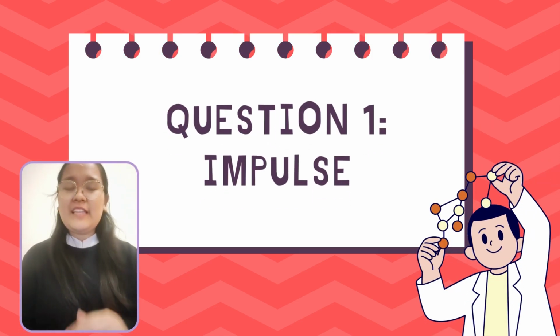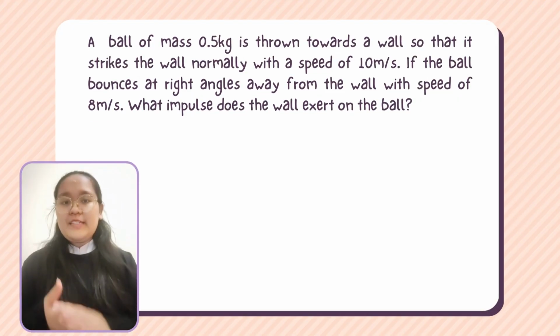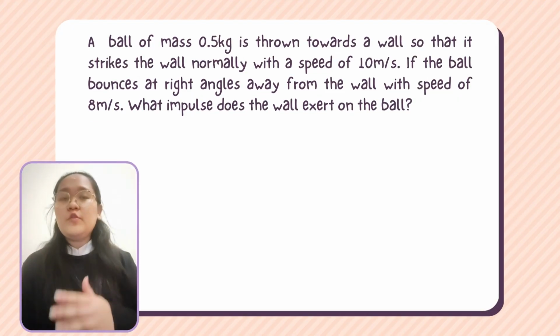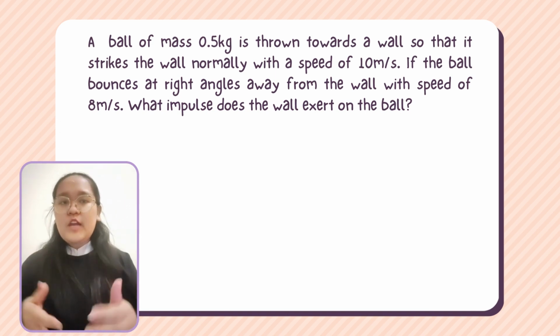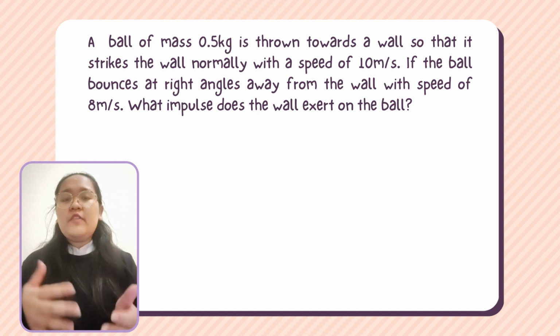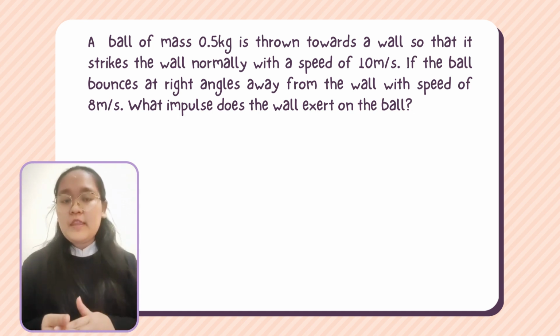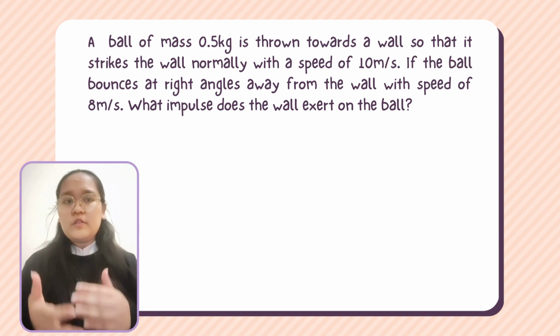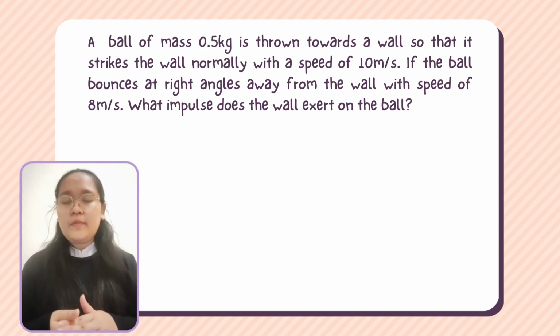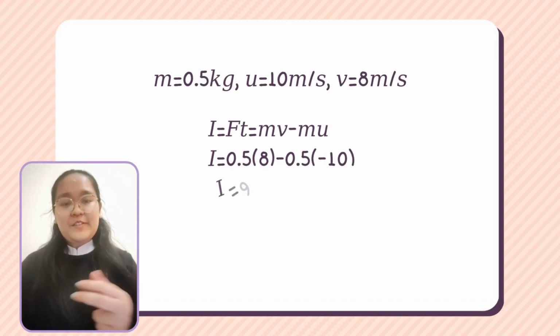Question 1. Impulse. A ball of mass 0.5 kg is thrown towards a wall so that it strikes the wall normally with a speed of 10 meters per second. If the ball bounces at right angles away from the wall with speed of 8 meters per second, what impulse does the wall exert on the ball? Try to do this question on your own and pause the video. Now, let's get to the answer.